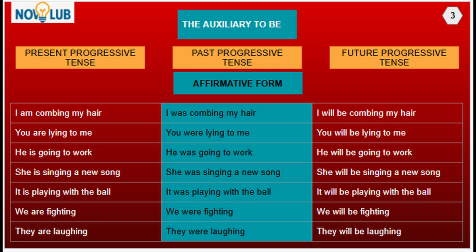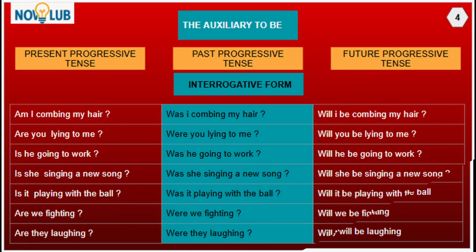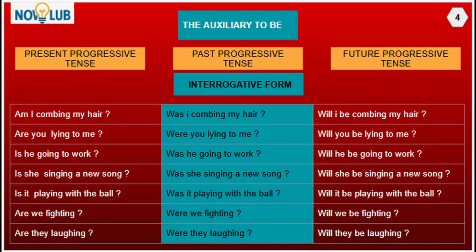We also have the interrogative form, so it is easy to ask questions for the previous sentences that we had. In affirmative form, we had "I am combing my hair." So now to ask the question, we say, "Am I combing my hair?" Are you lying to me? Is he going to work? Is she singing a new song? Is it playing with a ball? Are we fighting? Are they laughing?